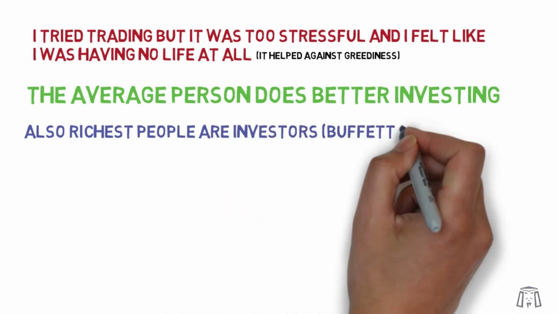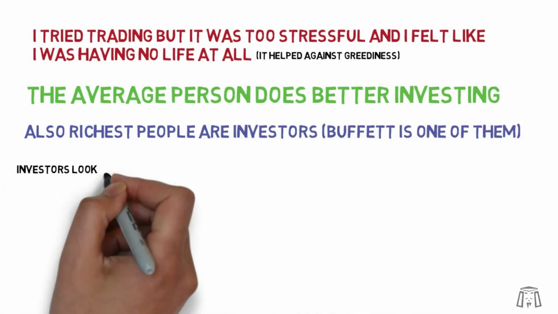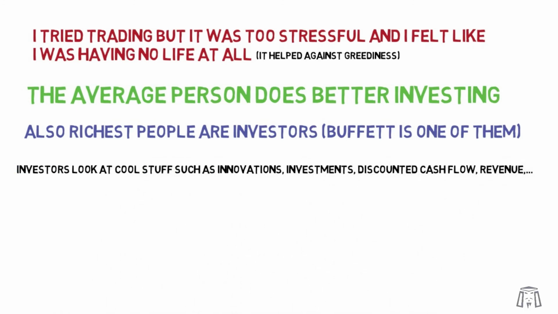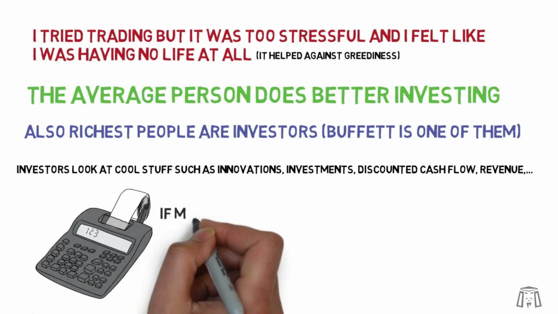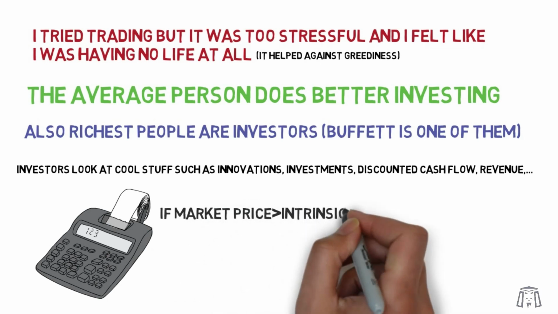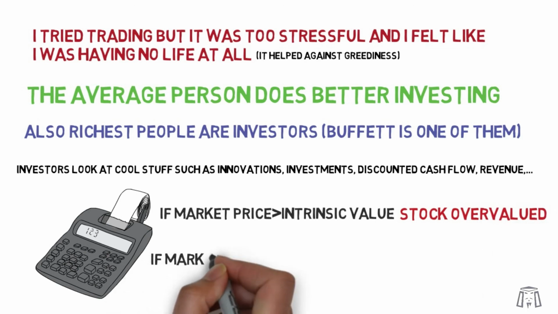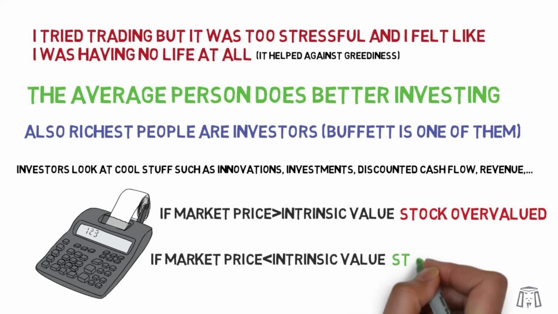Also, the richest people are investors. Buffett is one of them. There are also good traders, but usually investors do better. Investors look at cool stuff such as innovations, investments, discounted cash flow, revenue, and if you calculate the intrinsic value, you can see if the market price is bigger than intrinsic value, the stock is overvalued. Otherwise, if the market price is less than the intrinsic value, the stock is undervalued.